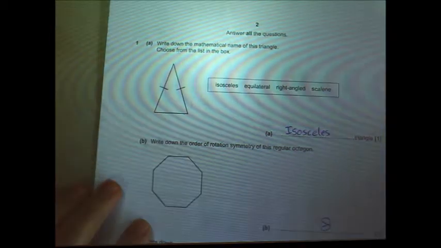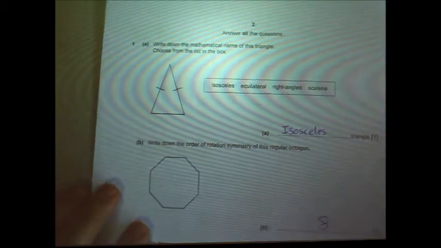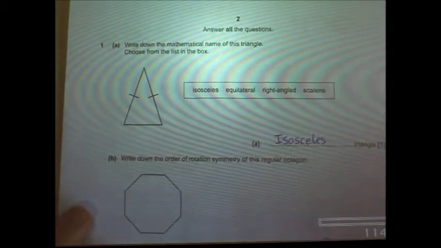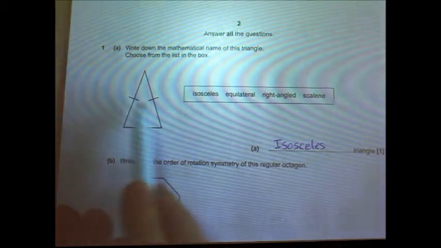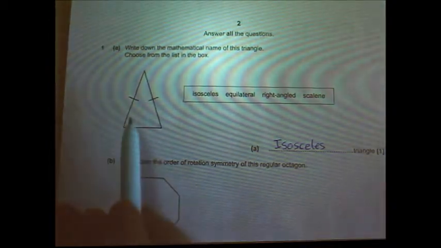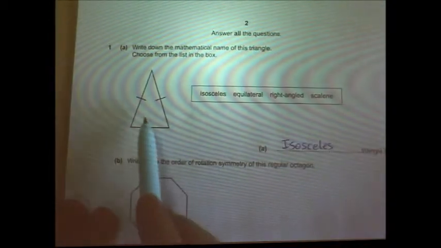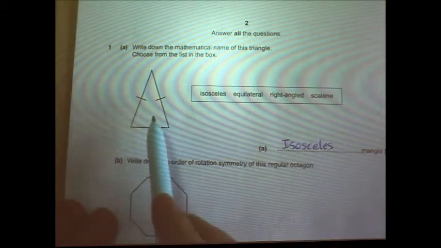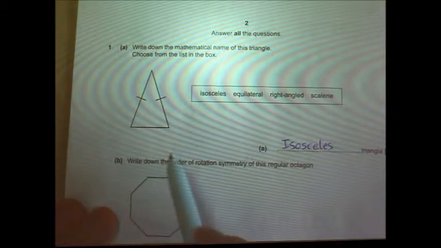Write down the mathematical name of this triangle. Choose the list from the box. You need to know it's an isosceles triangle. It has two sides of equal length, which is shown here. Please beware, you mostly see isosceles triangles like this. I don't know why we do that in maths.